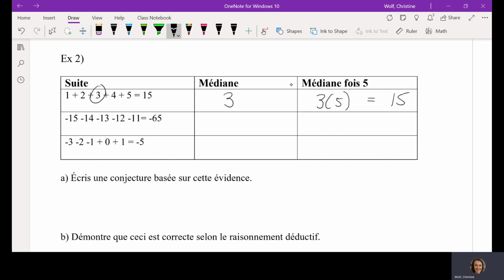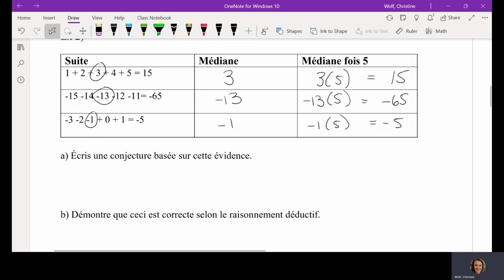Let's repeat. Ici, j'ai une autre suite. Je trouve la médiane, le nombre au milieu, qui est négatif 13. Je prends la médiane et je fais fois 5 et j'ai négatif 65. Une autre fois, voici, j'ai 5 nombres. Je prends la médiane qui est négative 1. Je prends la médiane ici, je le fais fois 5 et je reçois négatif 5. So, avec l'information ici, ça dit d'écrire une conjecture basée sur cette évidence.